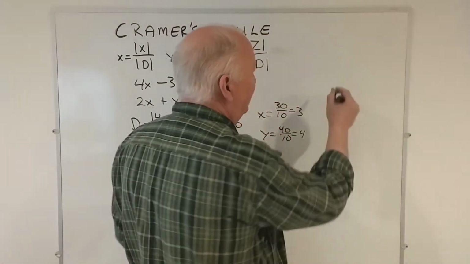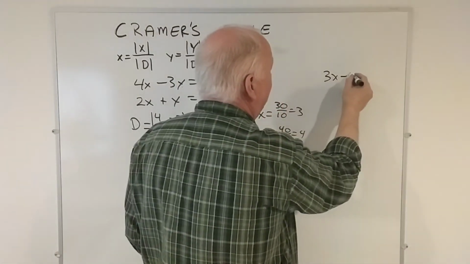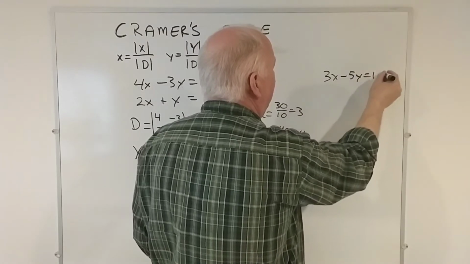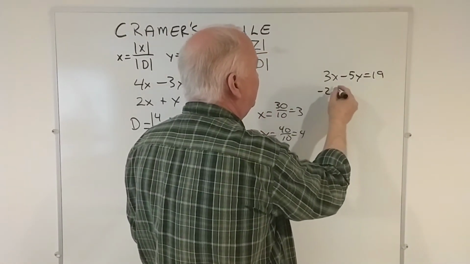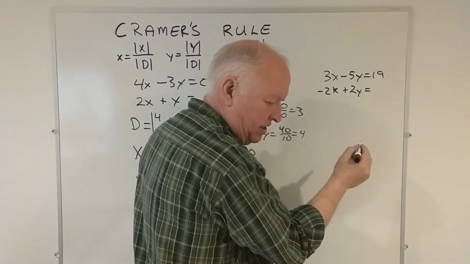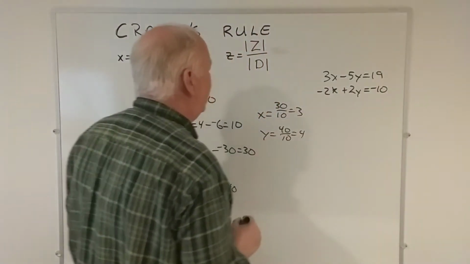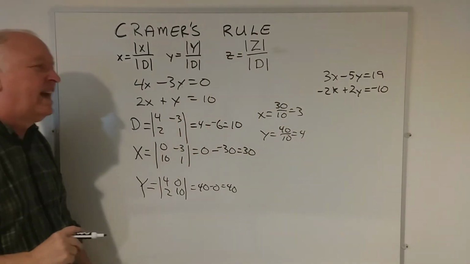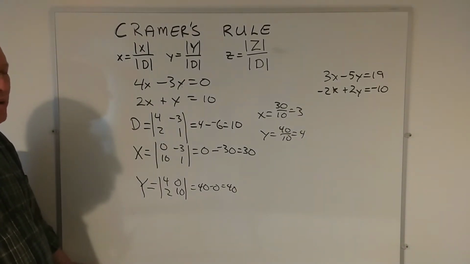We'll write this: 3x minus 5y equals 19. And we'll write negative 2x plus 2y equals negative 10. See if you can use this to solve that system of equations. Press pause, work the problem, then check back.